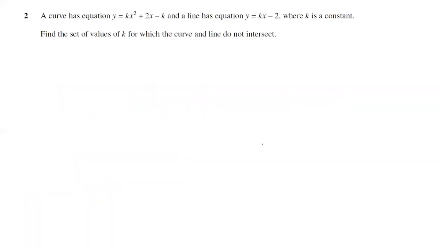Number 2, a curve has equation y equals kx squared plus 2x minus k, and a line has equation y equals kx minus 2, where k is a constant. Find the set of values of k for which the curve and line do not intersect. It means the discriminant is less than 0.